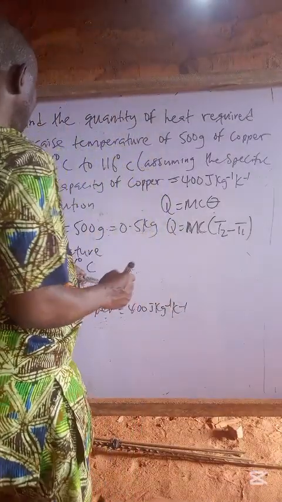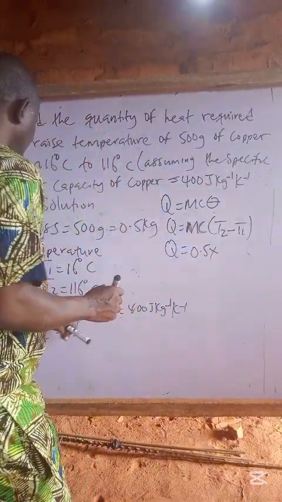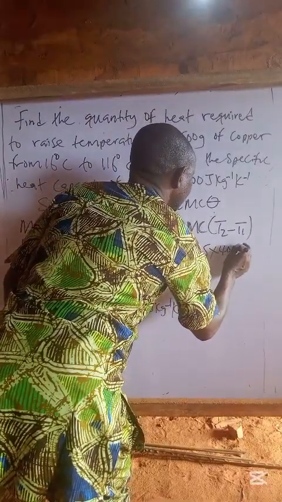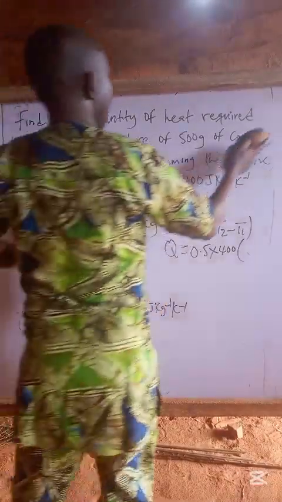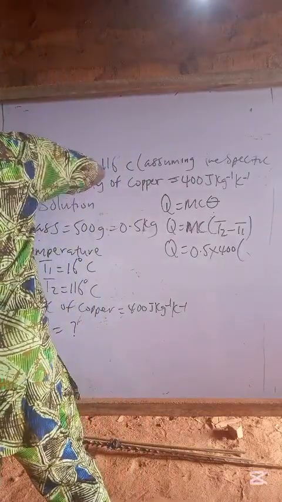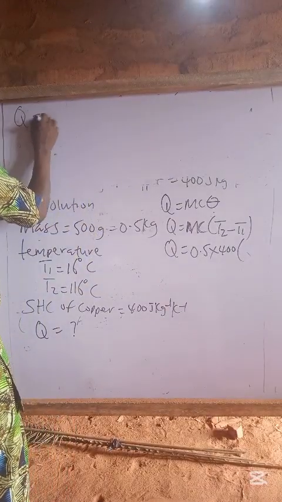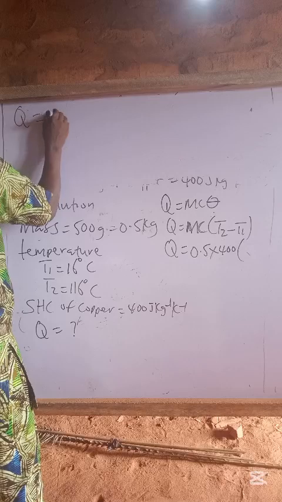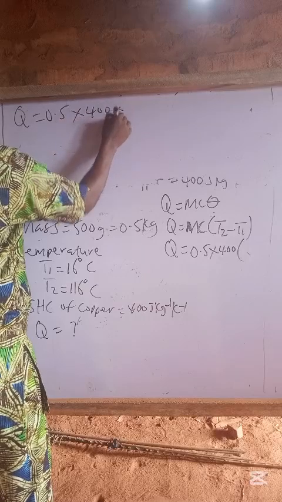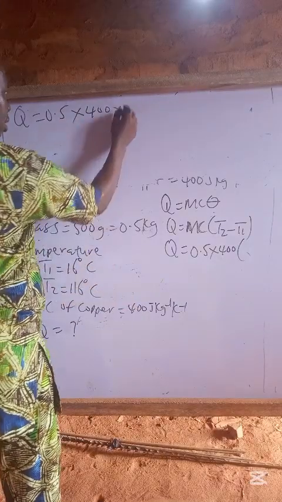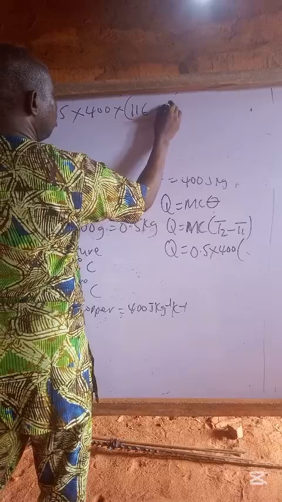Our mass here is 0.5. Our C is 400. The quantity of heat, our mass is 0.5, C is 400, and the temperature T2 is 116, T1 is 16.